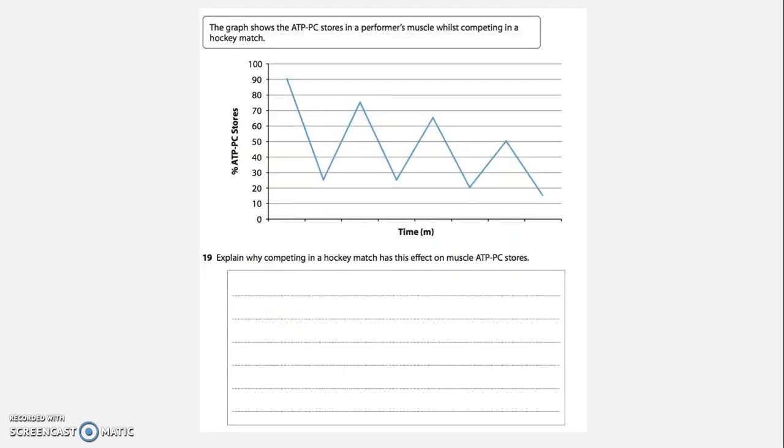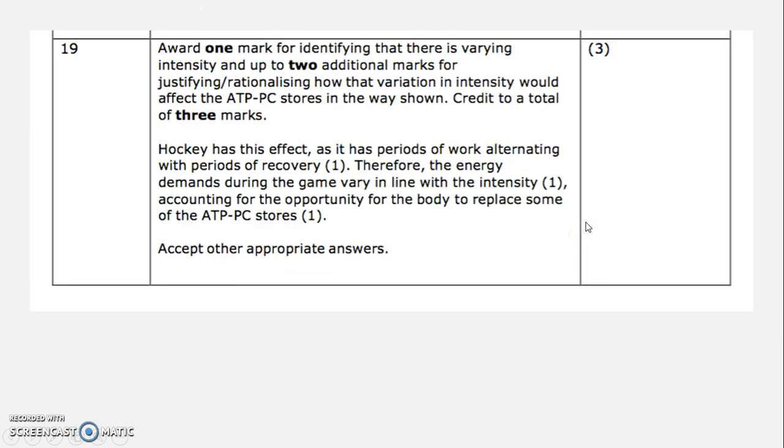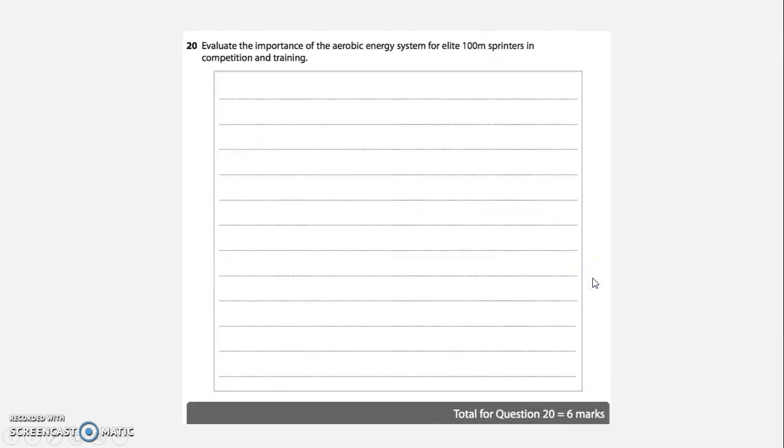Next question. Explain why competing in a hockey match has this effect on muscle ATP PC stores. Pause this, give that a go. There's your answer. Get it down, make sure you've got everything correct. It accepts any other appropriate answers, so if you've got something similar, do not worry, give yourself a mark for that. Next question. Evaluate the importance of the aerobic energy system for elite 100-meter sprinting competition and training.